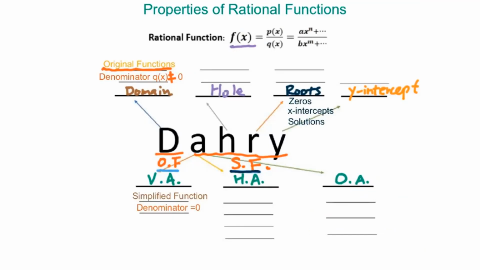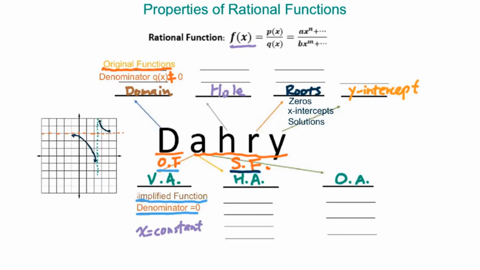So for the vertical asymptote line of a rational function, make sure it's a simplified rational function and set the denominator equal to 0. Then x equals a constant will be the vertical asymptote line. When you graph a rational function, you draw this x equals constant on the graph. We call this the vertical asymptote line.